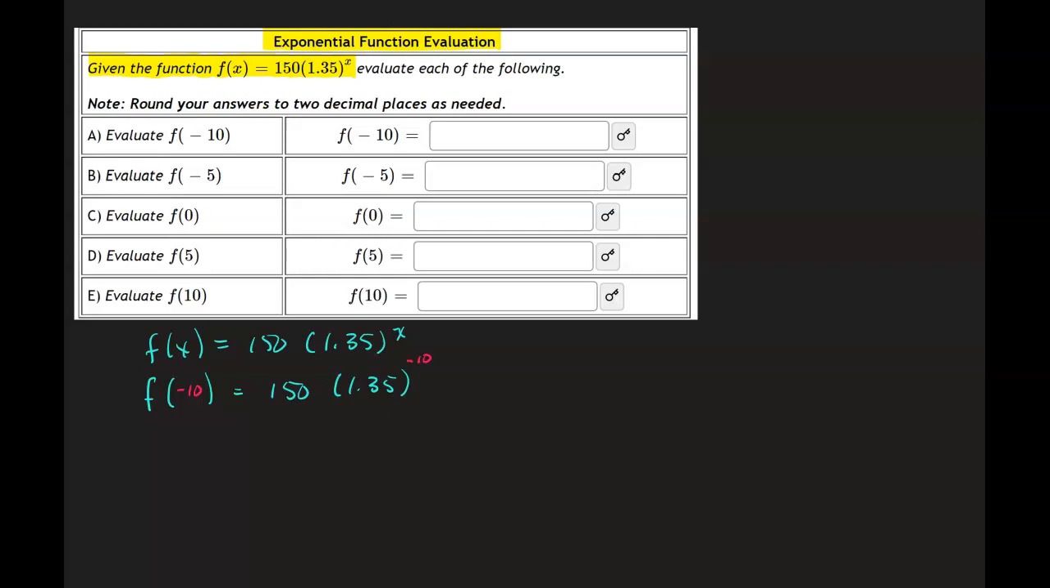This is a straightforward calculation in your calculator. So you can type 150 times parenthesis 1.35 parenthesis caret negative 10 and then close the parenthesis. So this part right here will keep everything up in the exponent for you by taking that caret, exponentiating it, and then wrapping up what's in the exponent in parentheses.